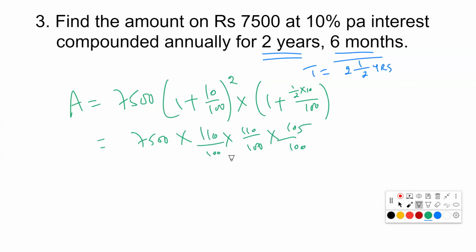So 110 by 100, 110 by 100 and 105 by 100. So whatever you get, that will be your answer. So in this case, you get 9528.75.